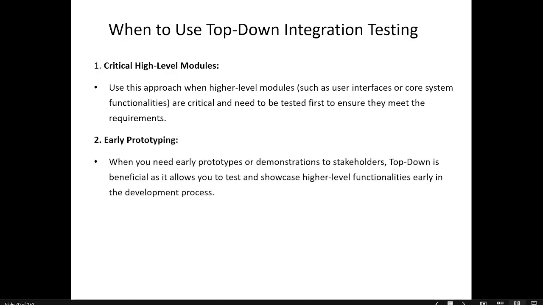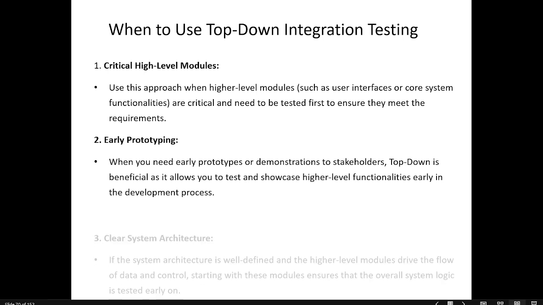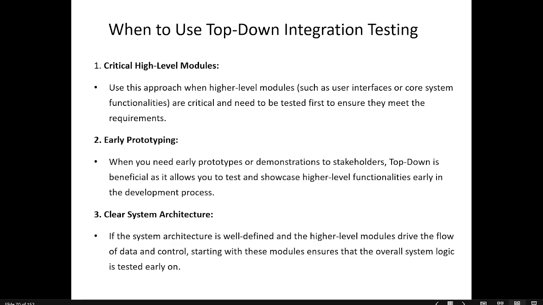Second, early prototyping. When you need early prototypes or demonstrations to stakeholders, top down is beneficial as it allows you to test and showcase higher level functionalities early in the development process. Third, clear system architecture. When you have absolutely clear architecture, no ambiguity or no unclear requirement, then you should go for this particular top-down approach.